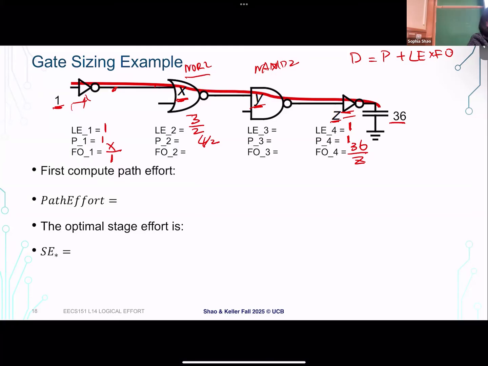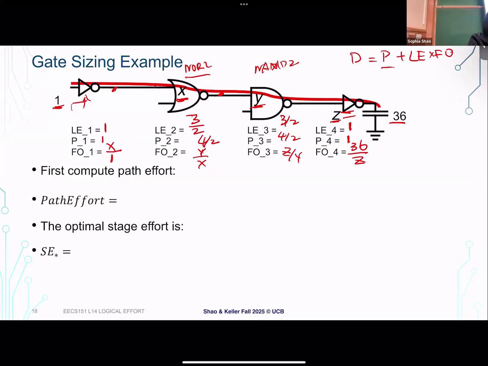The fan out of this gate is Y over X, right? My own input capacitance is X, and I'm driving the next gate, which is sized Y. And you will see the same for the NAND gate: it's still 3 over 2 and 4 over 2, and for this one the fan out is Z over Y, right? So that's the fan out for the third gate.